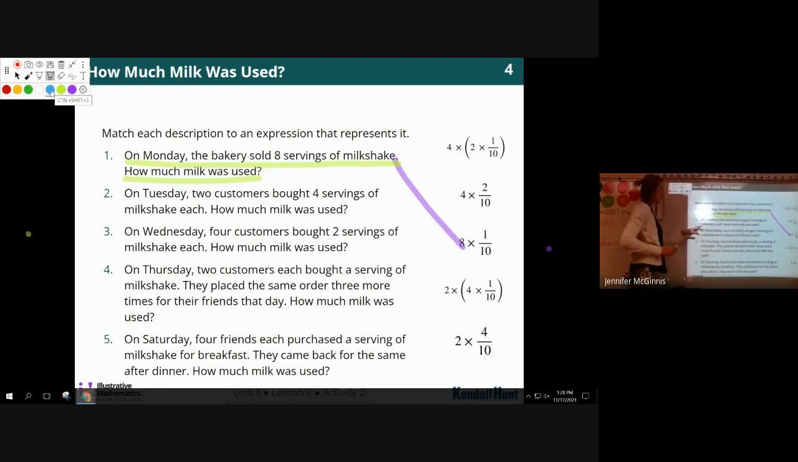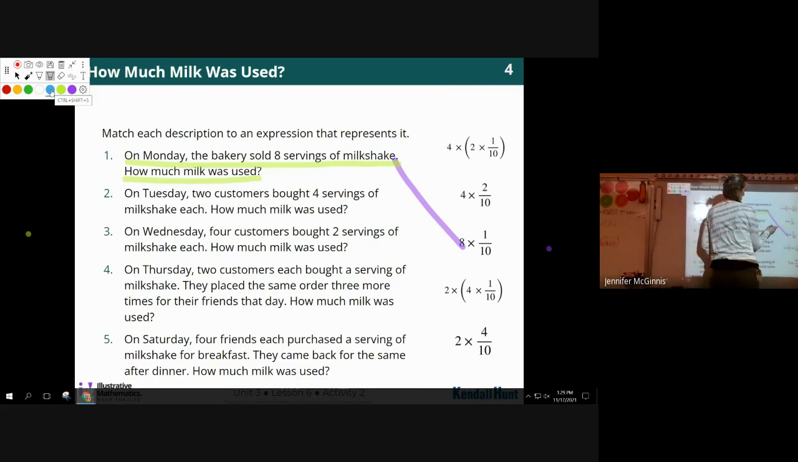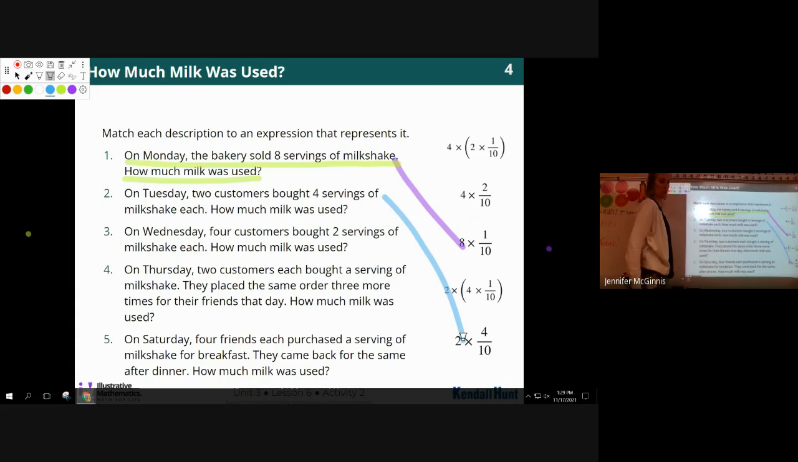Let's go to the next one, number 2. On Tuesday, 2 customers bought 4 servings of milkshake each. So now we have 2 customers buying 4 servings of milkshake each. How much milk was used? Oh, go ahead. 2 times 4/10 equals 8. 2 times 4/10 like that? Yeah. Is there another one that you think? Ella? 4 times 2/10.